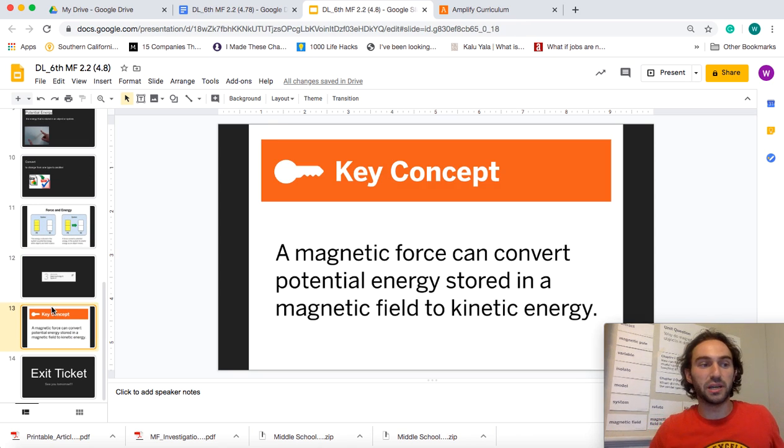Our key concept that we picked up from doing the reading and the experiment is that a magnetic force can convert potential energy stored in a magnetic field to kinetic energy. So what is causing magnets to have kinetic energy? It's the stored energy in its magnetic field, right? The reason why those magnets, when they let go, are repelled or attracted is because there's potential energy in their magnetic field.